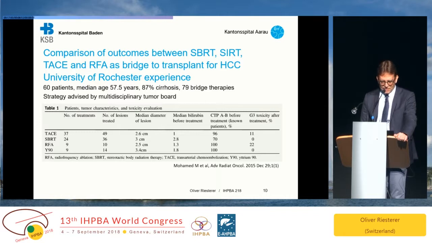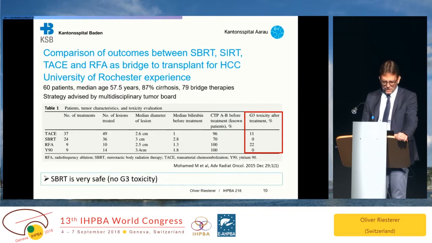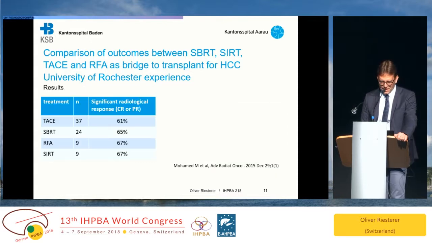In this case, SBRT was the second most frequently used bridging therapy after TACE. Size of tumor was rather small, around 3 centimeters. And interestingly, the toxicity was also very low. The high-grade toxicity was even 0% after SBRT and also after SIRT. So what we conclude is SBRT is very safe.